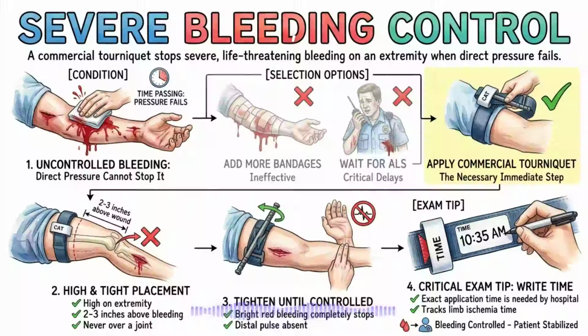If direct pressure fails to stop severe bleeding on an arm or a leg, you must immediately apply a commercial tourniquet. A tourniquet should be placed high and tight on the extremity, generally 2 to 3 inches above the bleeding site, but never directly over a joint. You will tighten the device until the bright red bleeding completely stops, and you can no longer feel a pulse below the injury. A classic exam tip is to clearly write the exact time of application on the tourniquet or the forehead of the patient, as the hospital needs to know exactly how long the limb has been without blood flow.